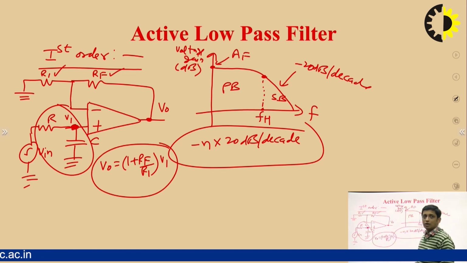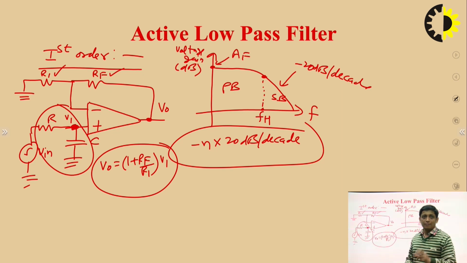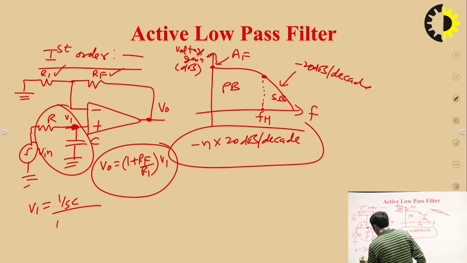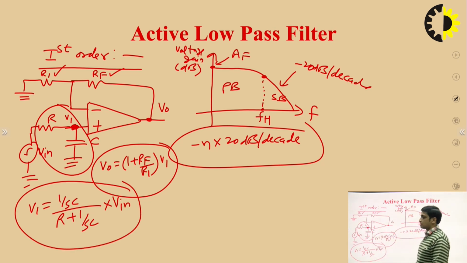This is the gain of the non-inverting configuration. When we apply the input voltage at the non-inverting terminal directly, then the gain is 1 plus Rf upon R1 into V1. So for this circuit, what will be V1? That can be found easily. V1 will be equal to (1 by SC) upon (R plus 1 by SC) into V. This is the value of V1, where 1 by SC is the impedance of the capacitor.